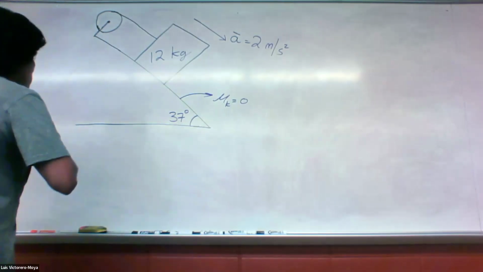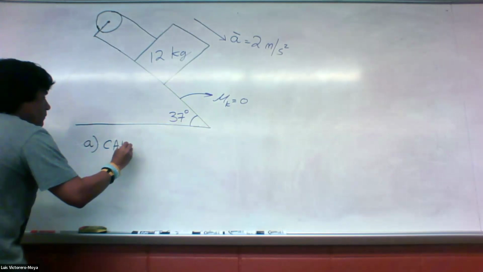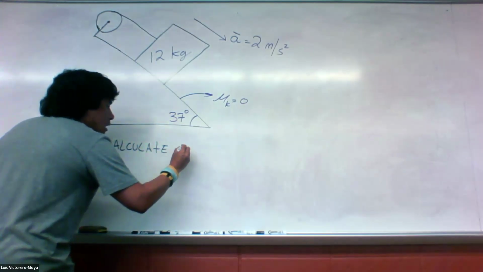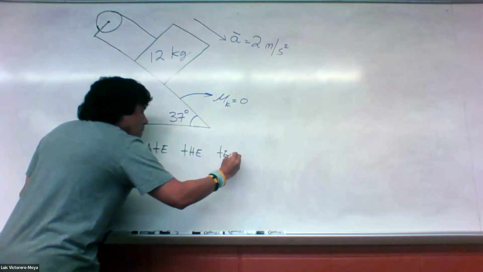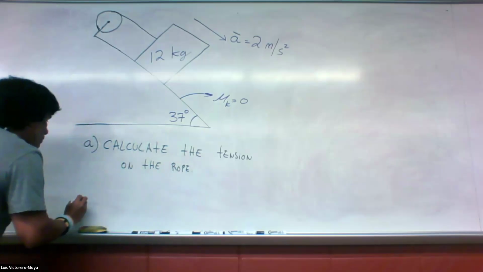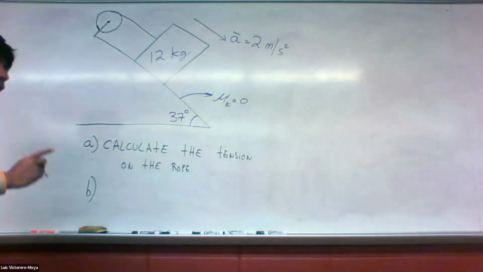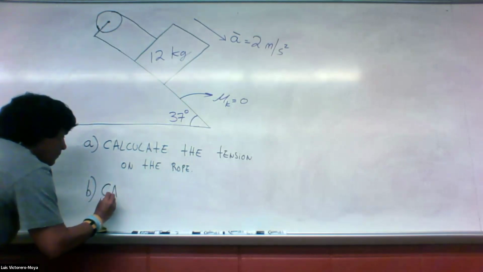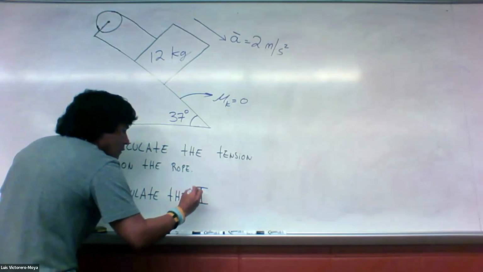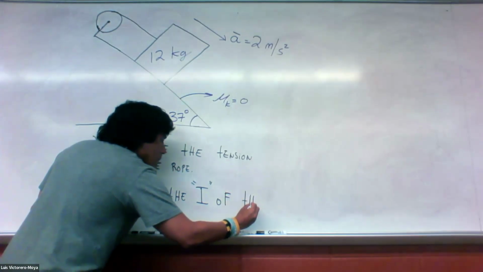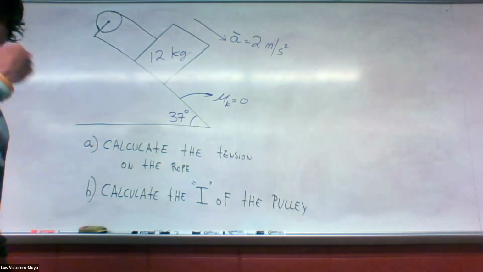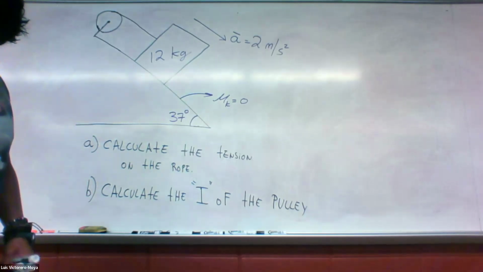So, part A, calculate the tension on the rope. That should be easy, guys. Do that. No friction, accelerating. Calculate the tension on the rope. Part B. Calculate the moment of inertia of the pulley. So let's see. The I of the pulley. And there's part C as well, so we'll do part C after, but all right. How will you do that?